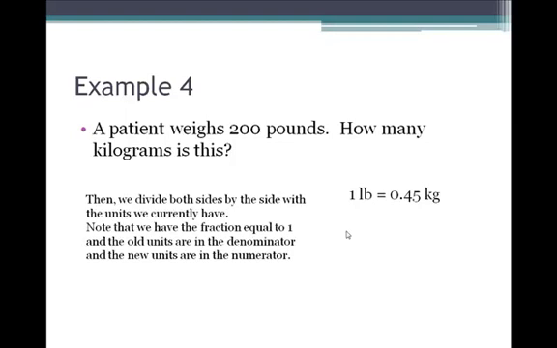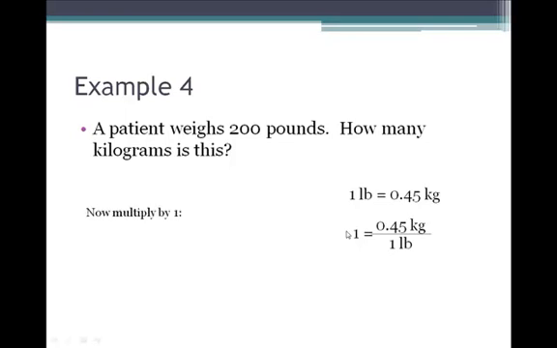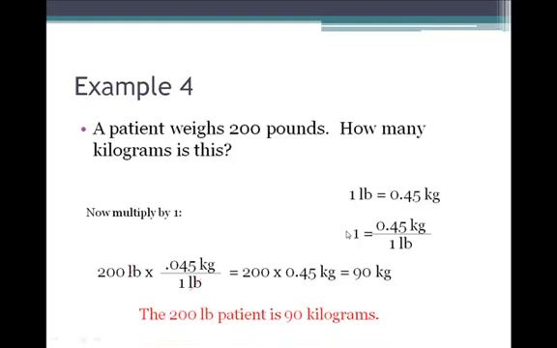And so we do the same thing we've done before. Our units that are given are in pounds. We want to convert to kilograms, so we want kilograms in the numerator, pounds in the denominator, and we got 0.45 kilograms for 1 pound. And so we simply take the 200 pounds and multiply this by the 1 unit, and we cross out the pounds, and we do our multiplication and get 90 kilograms. So a 200-pound patient is actually 90 kilograms.